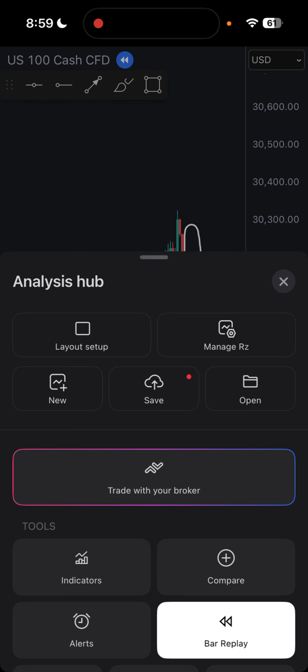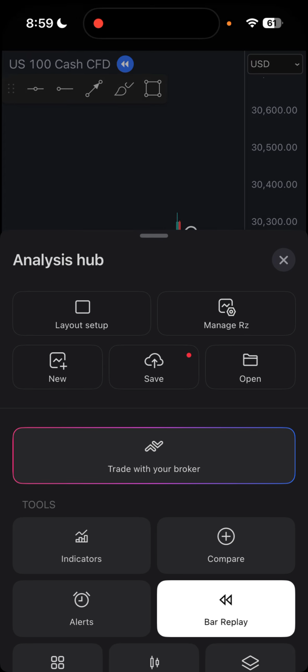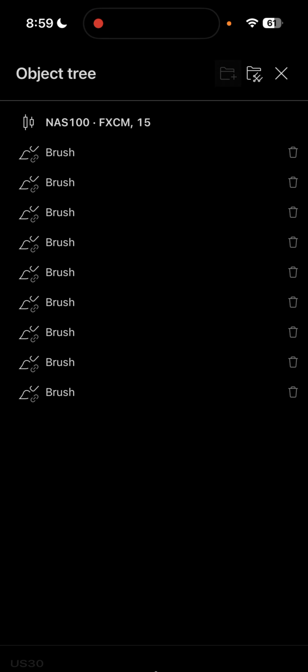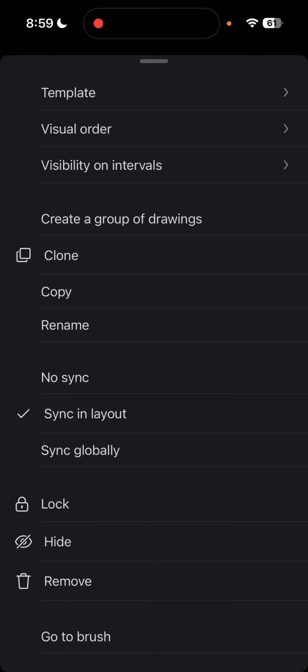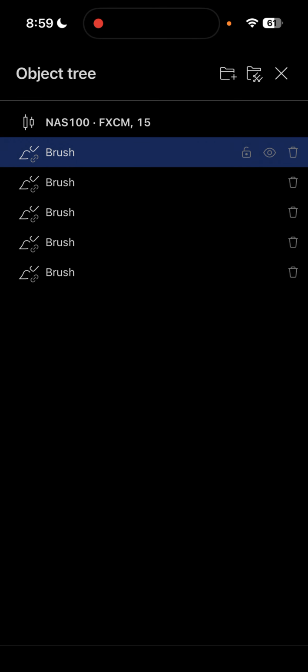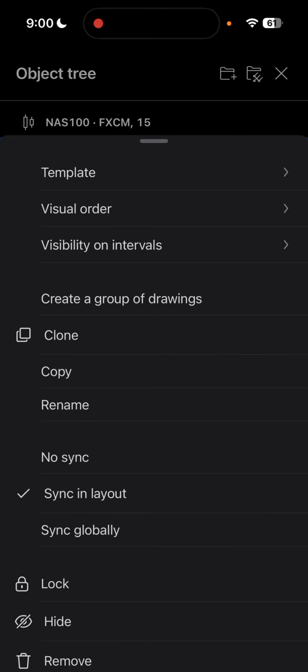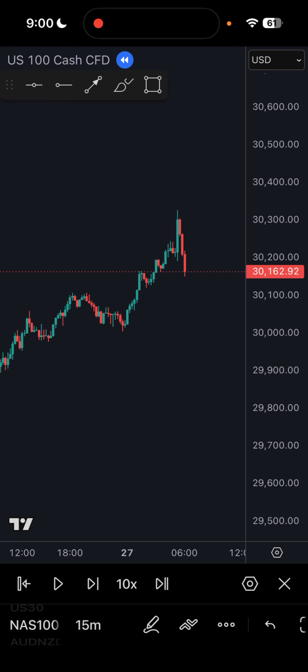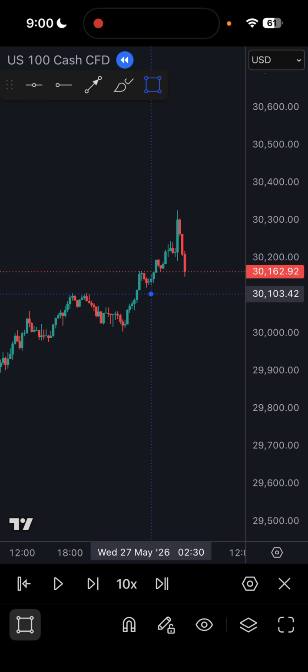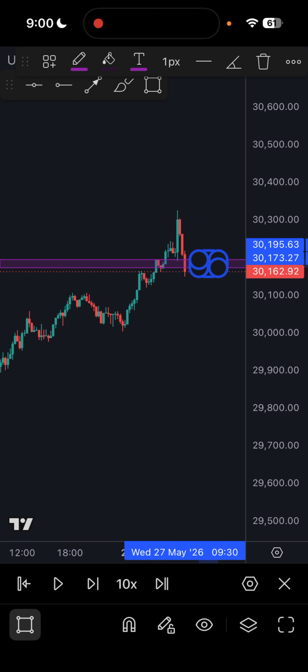Let me get rid of all these drawings again. What is it, the object tree. I want to see this basically hold resistance, since we already came down here. Since we came up, came down, came up, came down, came up, came down, I want to basically see it hold, literally a small wick. I want to see it hold resistance here.